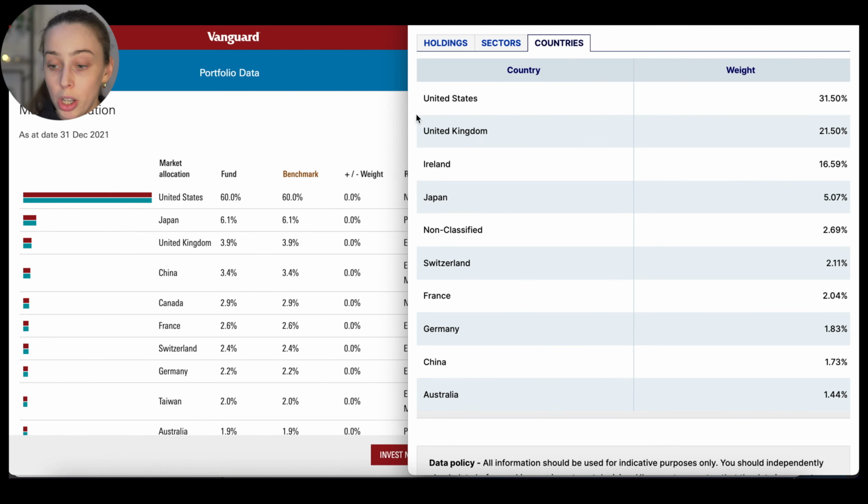If, however, we look at the Lifestrategy 100 fund, it's completely different. Although the US has the largest allocation at 31.5%, coming in a close second with 21.5%, bearing in mind the UK is only 4%, is the UK. Now that means it's heavily weighted towards the UK market. If the UK market doesn't do very well, or does well, that will be really heavily reflected in the Lifestrategy fund performance. This could be good.